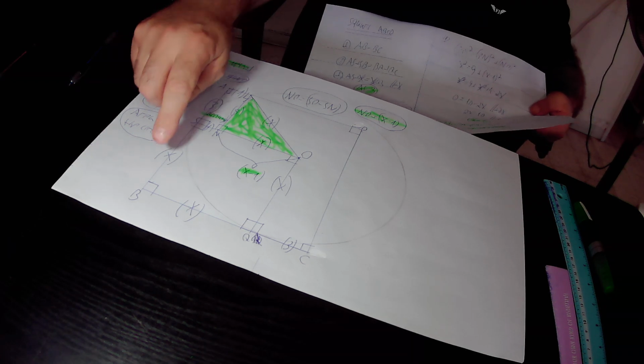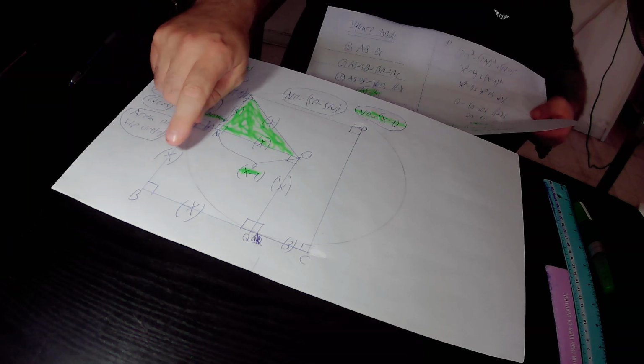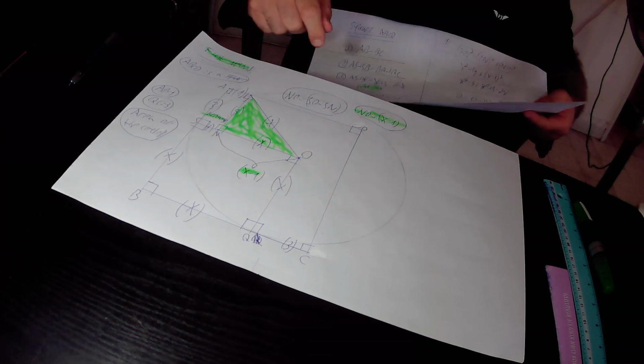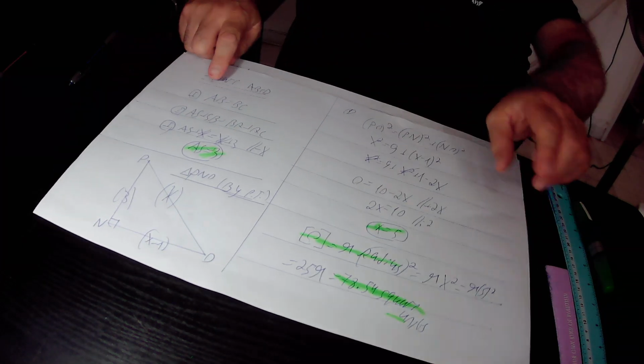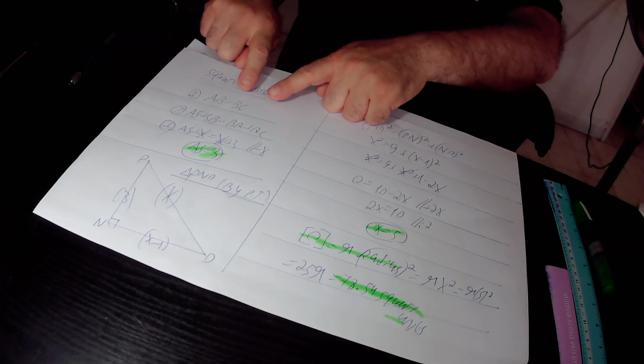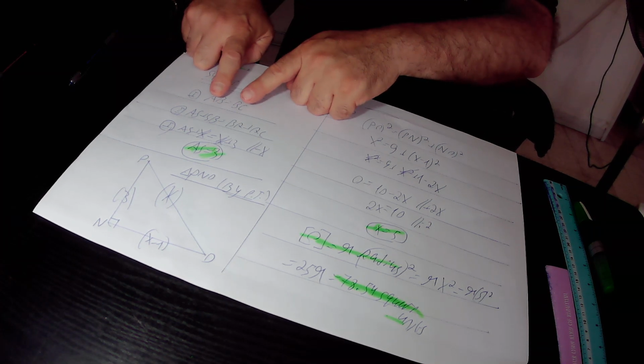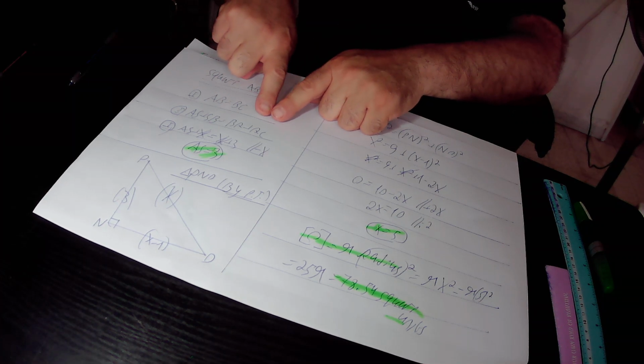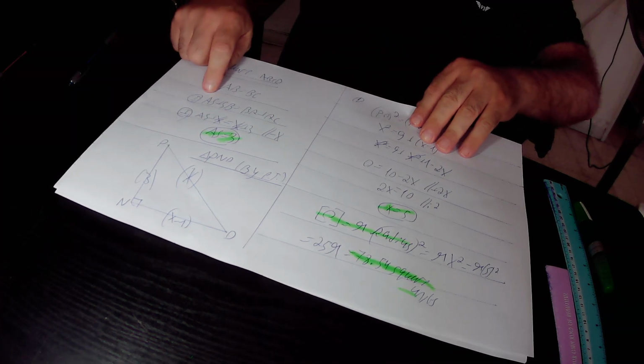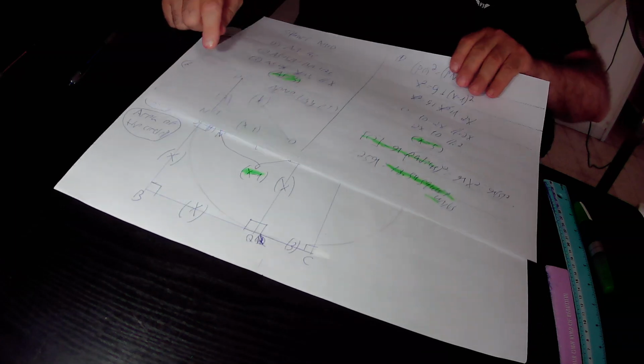AB is AS plus SB, and BC is BQ plus QC. So in total, according to equation 1, AS plus SB equals BQ plus QC. AS is the missing side, so we leave it as it is, plus SB.